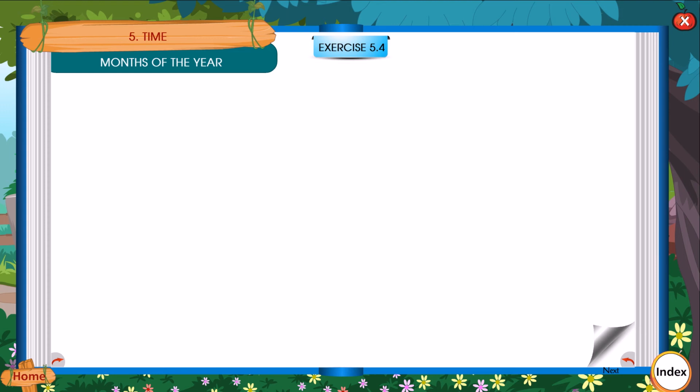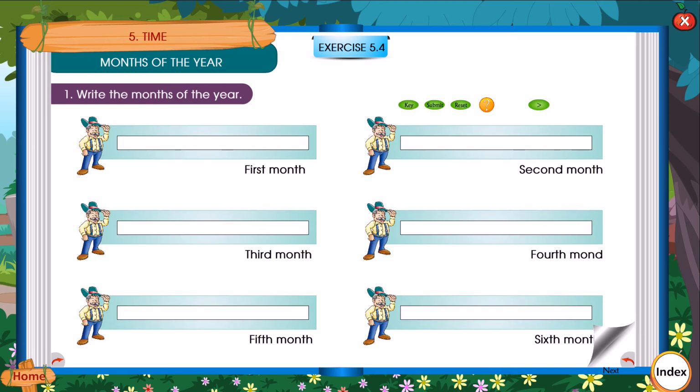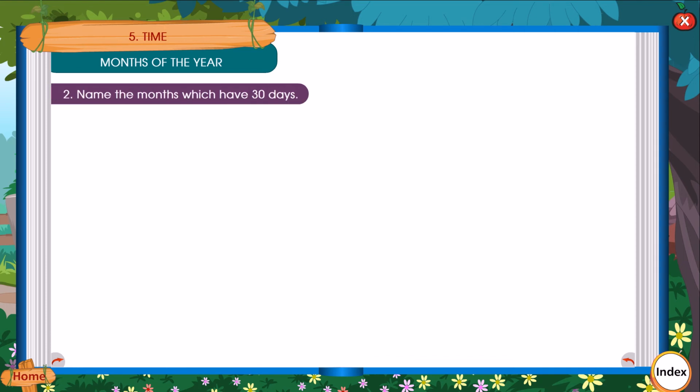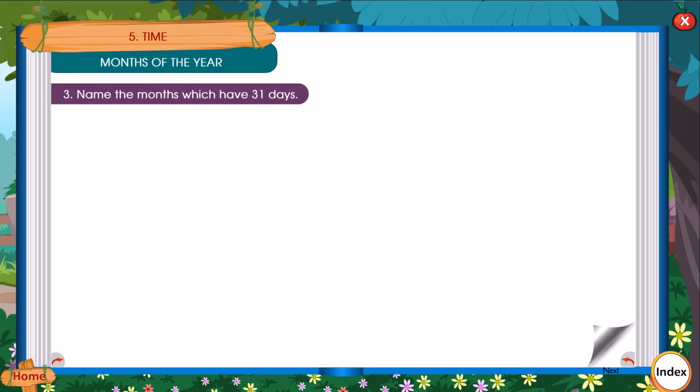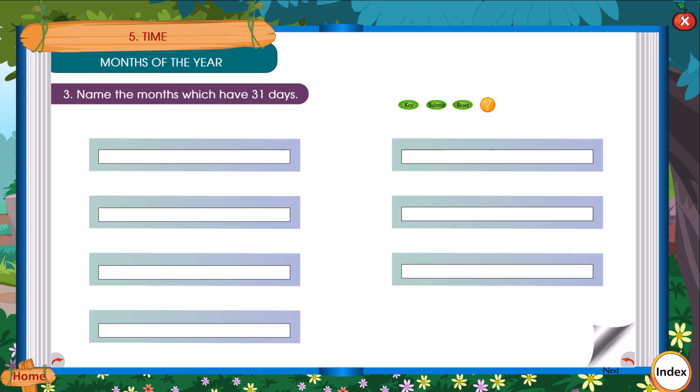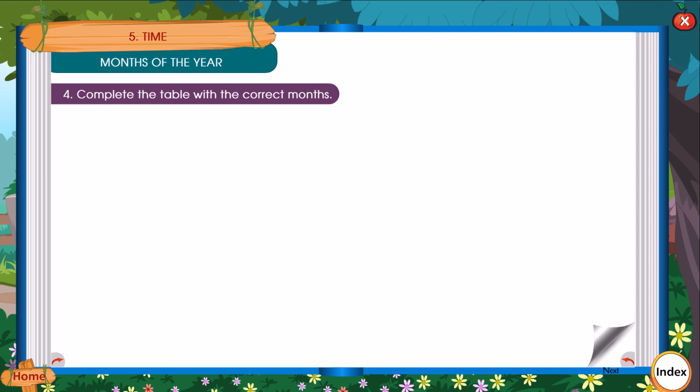Exercise. 1. Write the months of the year. 2. Name the months which have 30 days. 3. Name the months which have 31 days. 4. Complete the table with the correct months.